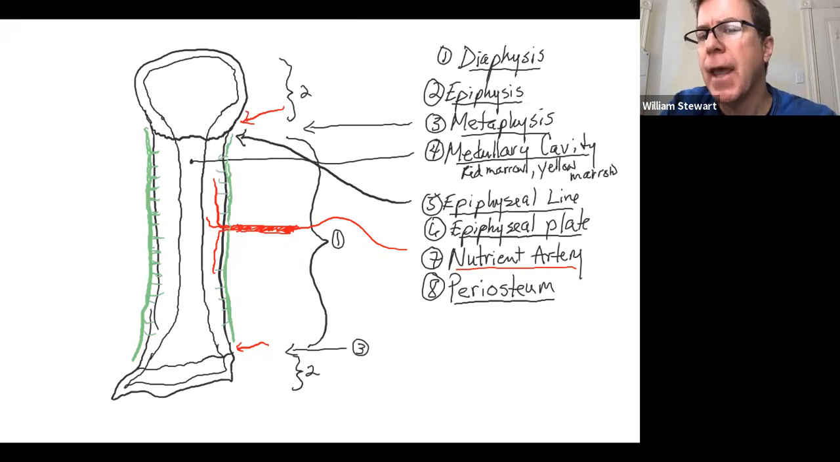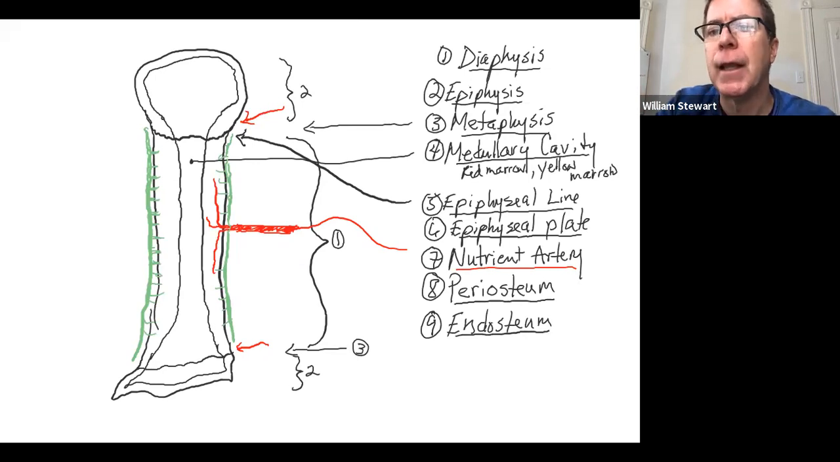Also, there is something called the endosteum. Peri means around, endo means within. Endosteum is not tough, fibrous connective tissue. It's thin, delicate connective tissue that lines the inside of the medullary cavity. So I'm just going to put yellow. It's a thin, clear, delicate connective tissue on the inside of the medullary cavity.